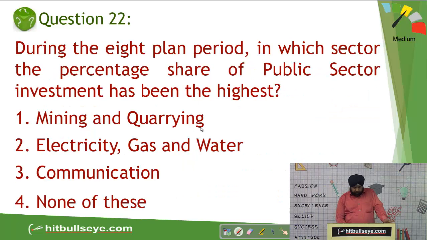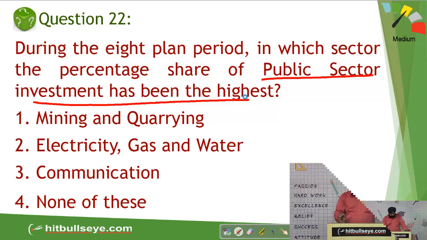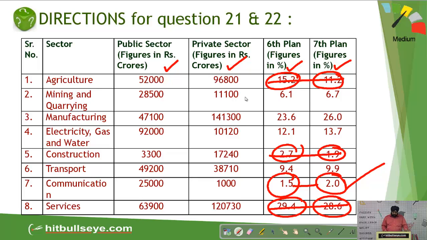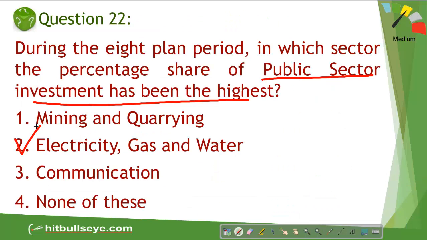The last question, students. During the 8th plan period, in which sector has the percentage share of public sector investment been the highest? So students, we have to find it for the 8th plan and the percentage share is required. The percentage share will be maximum for the sector for which the absolute value is maximum, of course. As seen, 92,000 is maximum and it corresponds to electricity, gas and water. Hence the second option is the answer.